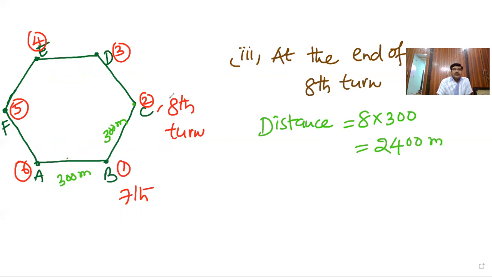Be careful. A to B, B to C, C to D, all are 300 meters. D to E, 300 meters. E to F, 300. F to A, again, the 7th turn, 300 meters. Again up to 8, because for 8 we require 300 meters. All 6 sides completed, again 300, again 300. So 8 times the 300 meters. So 2400 meters is the total distance. Now he requires displacement.